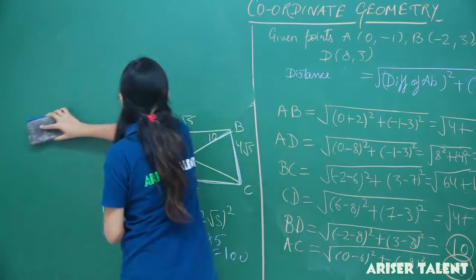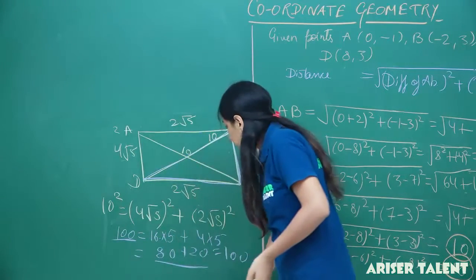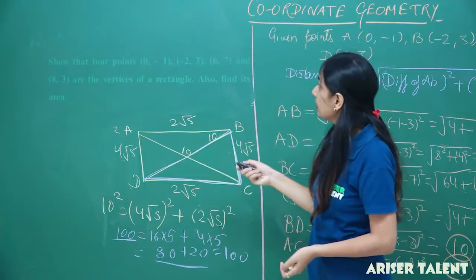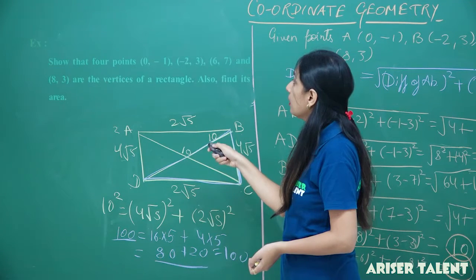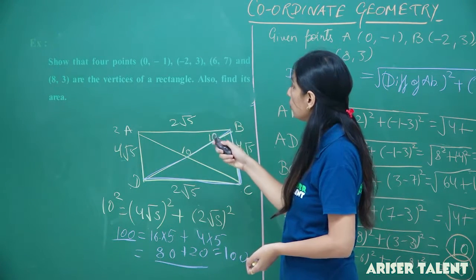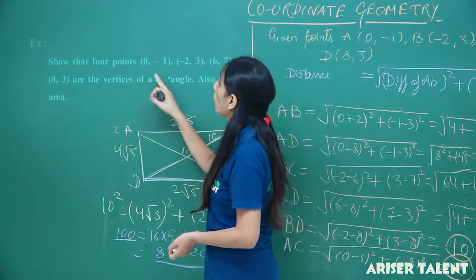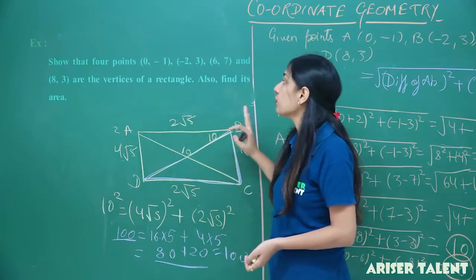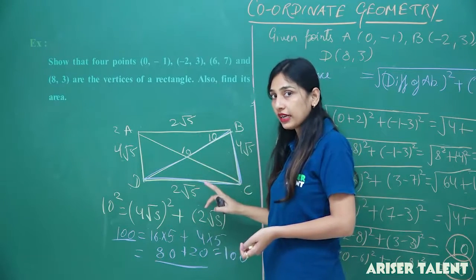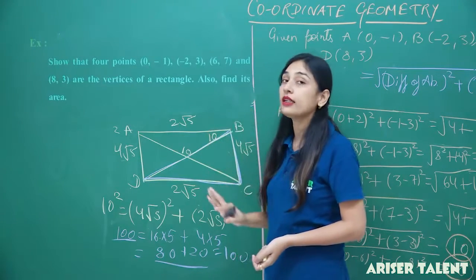Okay. So what was part 1? Part 1 was to show that these 4 points are the vertices of a rectangle. So we have proved that. Now also find the area.